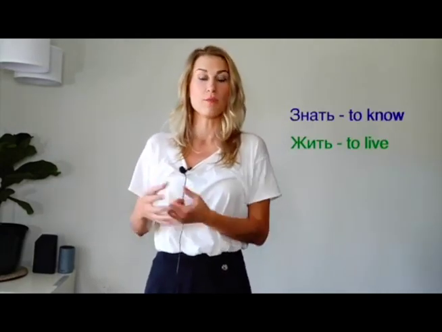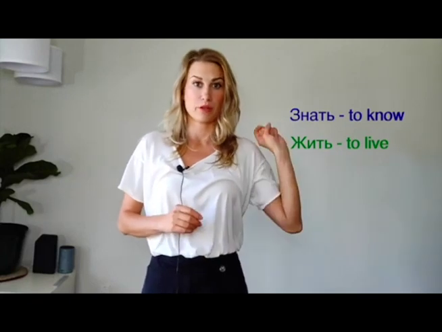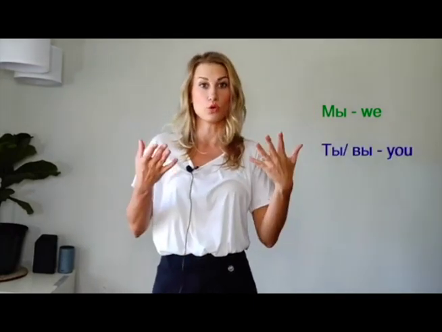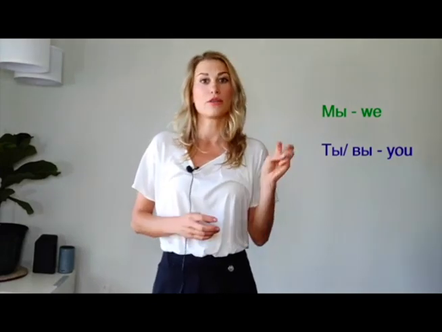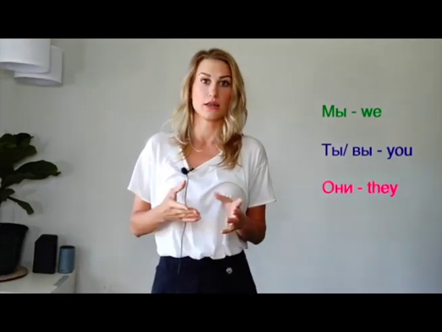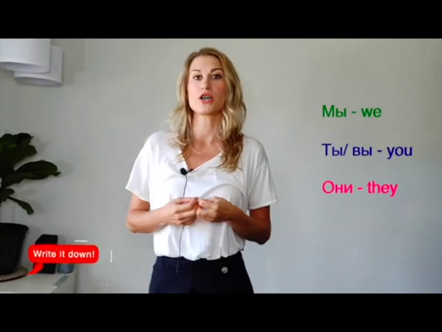we learned. We are going to continue looking at the conjugation of the verbs знать and жить, to know and to live, with the first person plural, which is we. In Russian we say мы, with the second person, which is you. In Russian we say either ты or вы, and with the third person plural, in English it's they, and in Russian it's они. Then we are going to look again at the prepositional case.